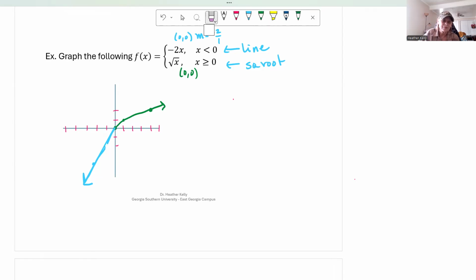I don't know if it'll let me erase any of that. Close enough for government work. Tell me to stop. I'll stop. Thank you. Let me just stop.